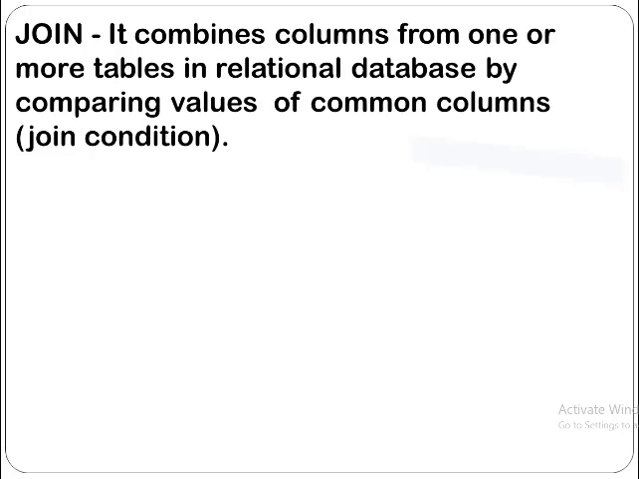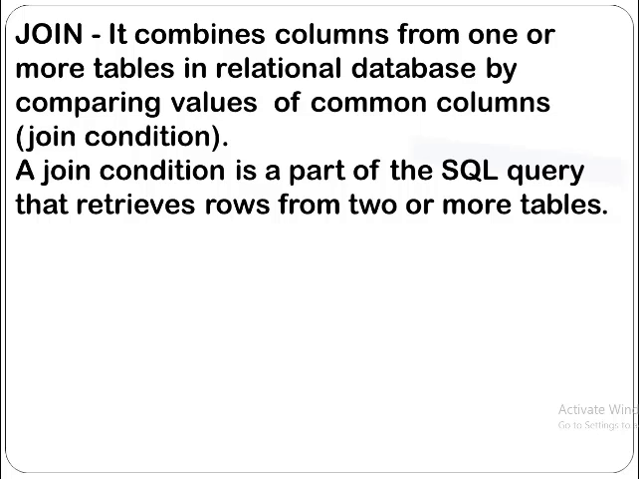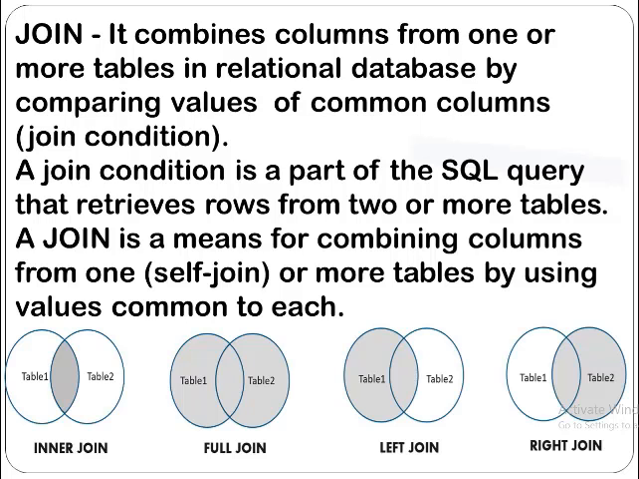Now next is join. Join is an operation that combines two or more tables or relational databases by comparing the common values. That is known as the join condition. So join is a part of SQL query that retrieves rows from both the tables. So joining means combining records of two or more tables on the basis of the condition.